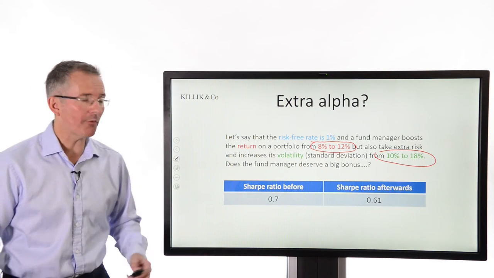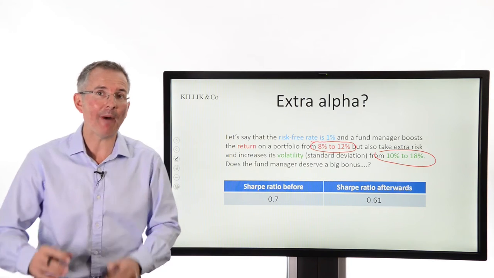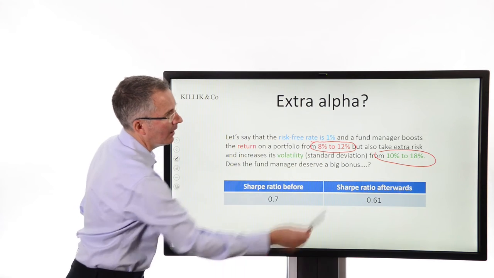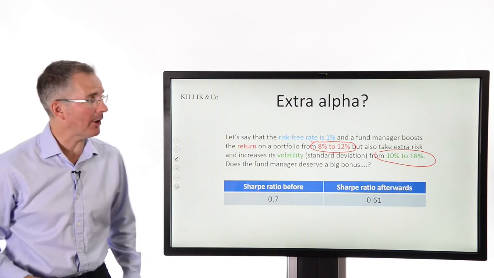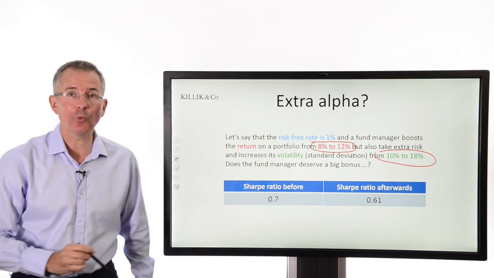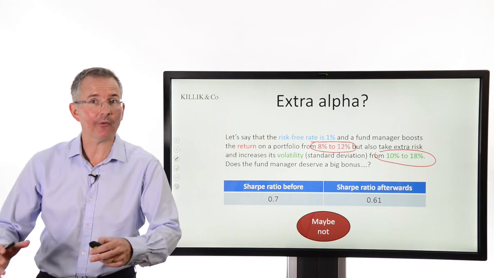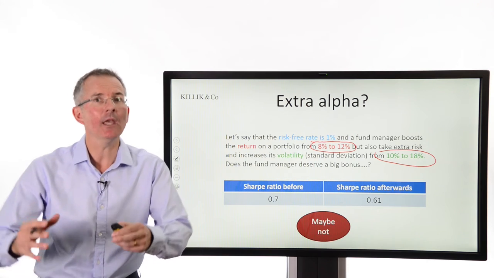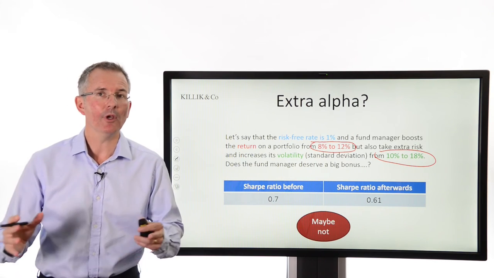Well, the Sharpe ratio before was 0.7. How do I get that? Very simple math. In this example, I just took the 8 minus the 1 and divided by the previous risk standard deviation of 10 to get 0.7. If you do the Sharpe ratio after the changes, you get 0.61. Conclusion, actually, maybe not. In other words, the Sharpe ratio is revealing that this fund manager has boosted returns, yeah, maybe, but has taken on more risk than perhaps we want him to in order to achieve it.